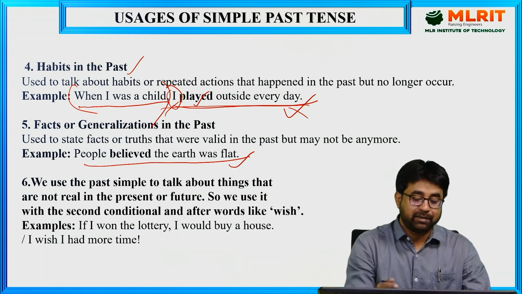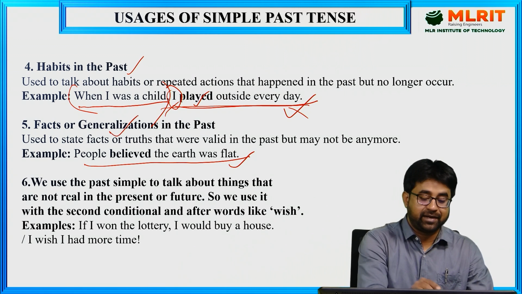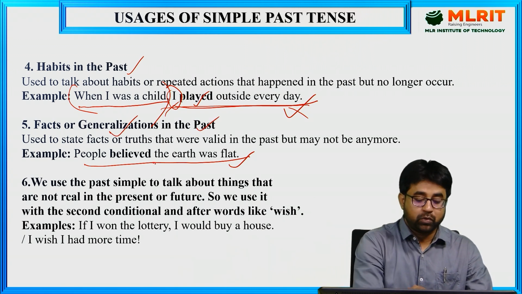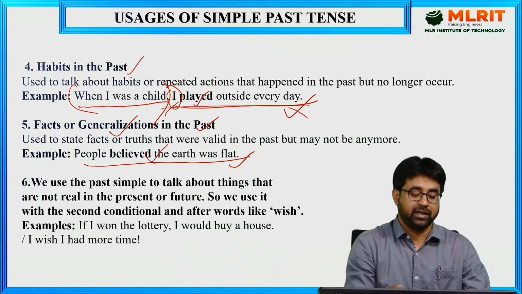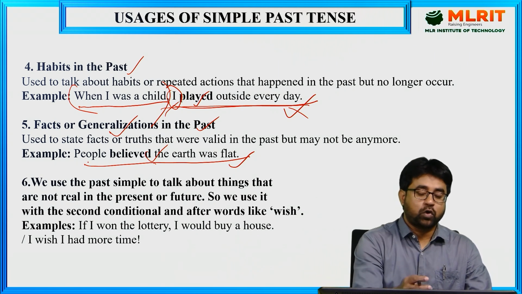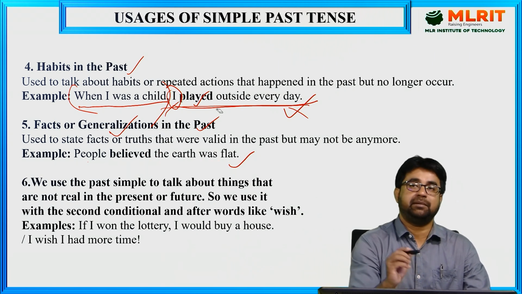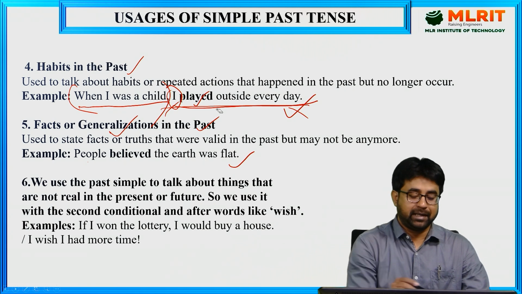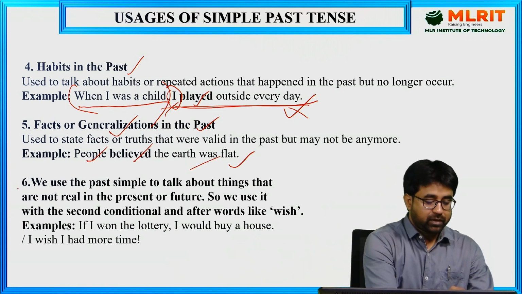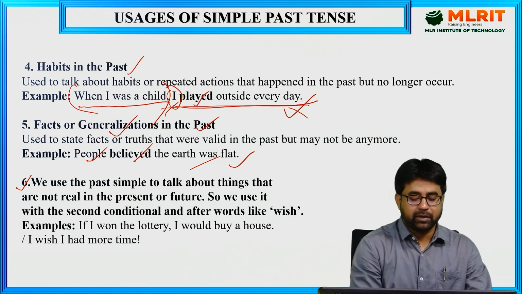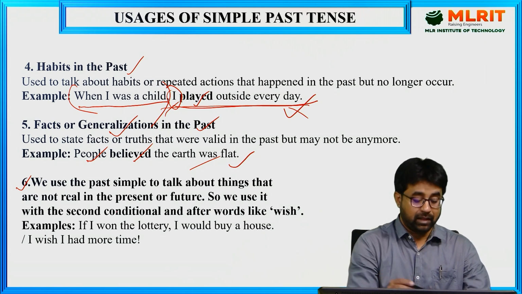So that's why it's a past generalization, a generalization in the past. It is no more a generalization in the present. Nobody believes this particular fact in the present, right? So in order to talk about a generalization in the past also, we use simple past tense: subject, V2, then object, right?